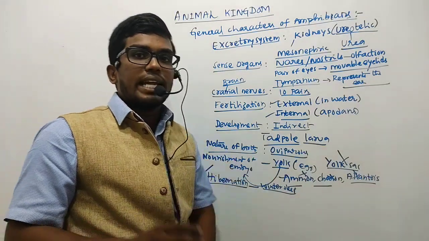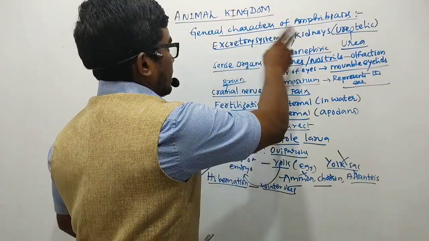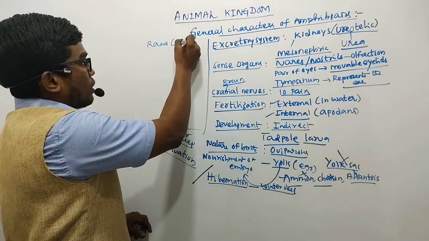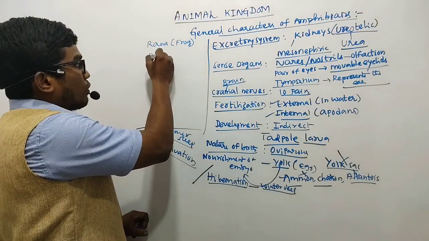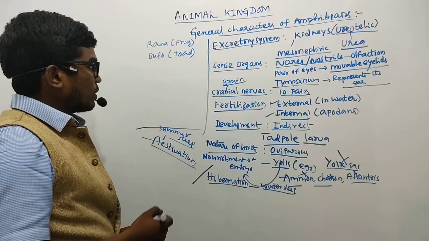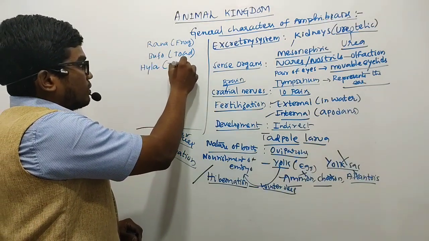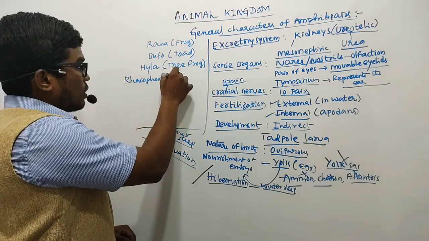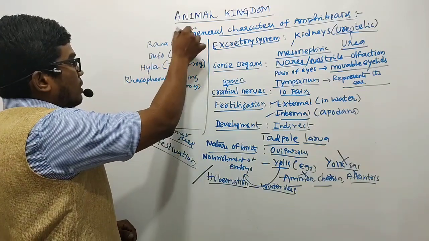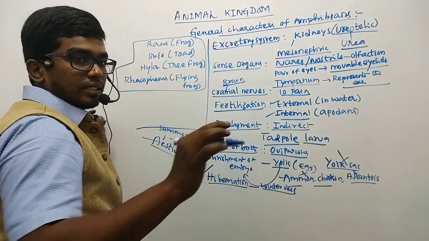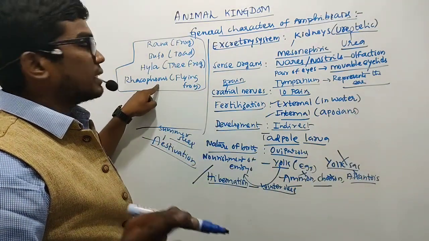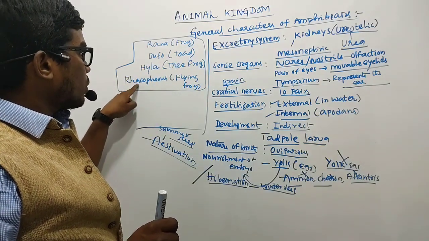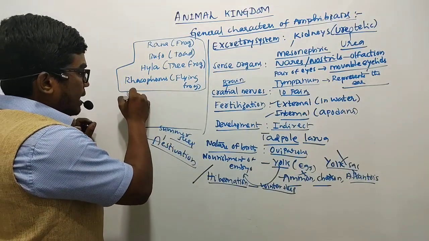So these are a few important characteristic features you need to remember with respect to the phylum Amphibia. What are the examples you can bring out here? Firstly, Rana, or what we generally call frog, then Bufo, which we generally call toad. Hyla, which is called tree frog. We also have Rhachophorus, which is called flying frog. Remember, all these four don't have the tail. Tail is absent. Rana or frog, Bufo or toad, Hyla or tree frog, Rhachophorus or flying frog.